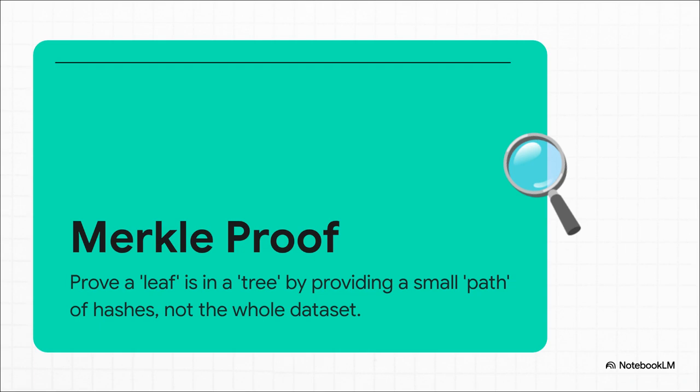Instead of sharing the entire data set, the whole tree, so to speak, you only share your specific little piece of data, your leaf. And you prove it belongs there by providing this tiny path of cryptographic fingerprints, we call them hashes, that connect your leaf all the way to the top. It's super small, incredibly efficient, and totally secure.